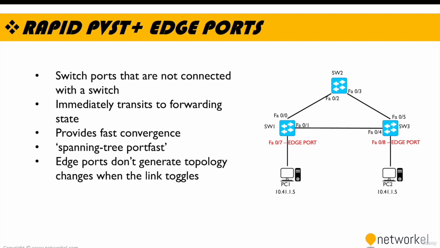If we have a look here, I have my FastEthernet 0/7, which is an edge port. I have FastEthernet 0/8, which is also an edge port because they are directly connected to endpoint devices such as PCs. So that provides fast convergence. I am configuring this edge port by using the spanning-tree portfast command. Edge ports don't generate topology changes when the link toggles.